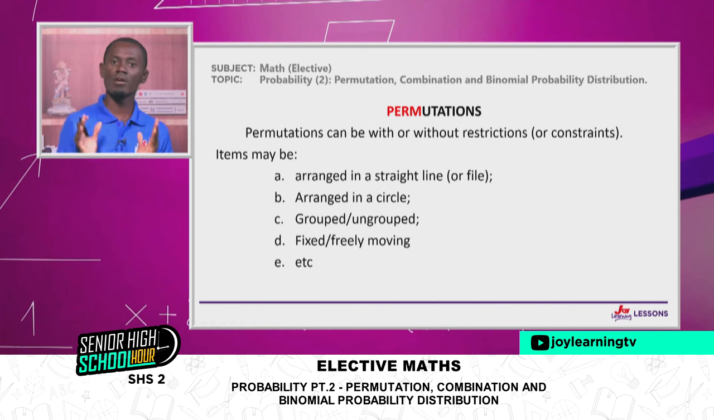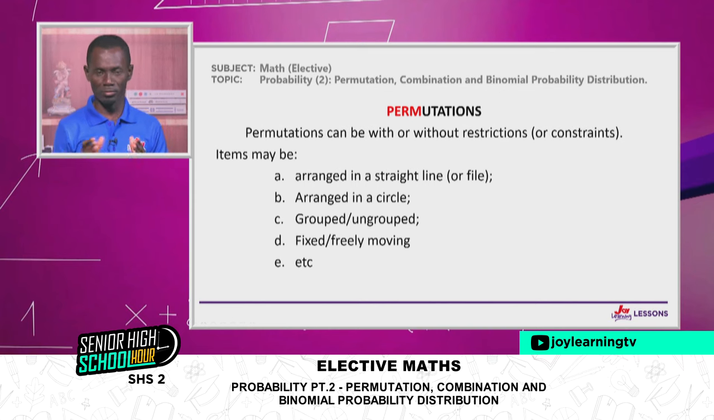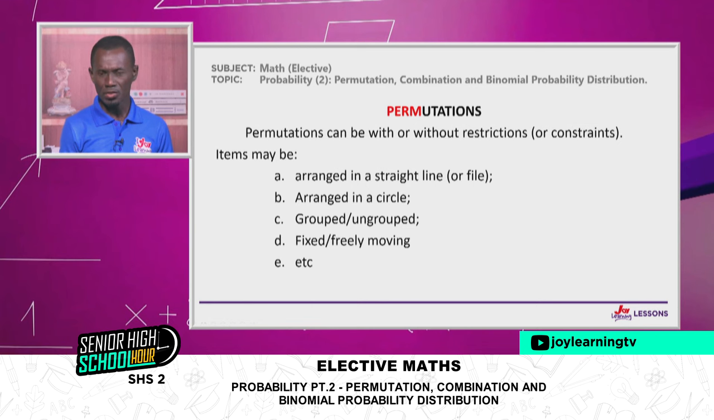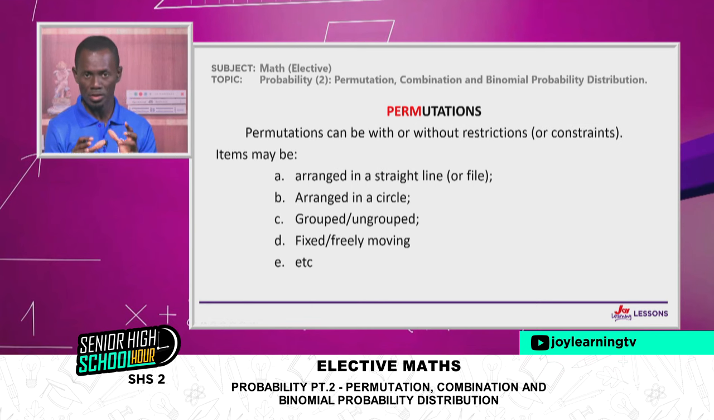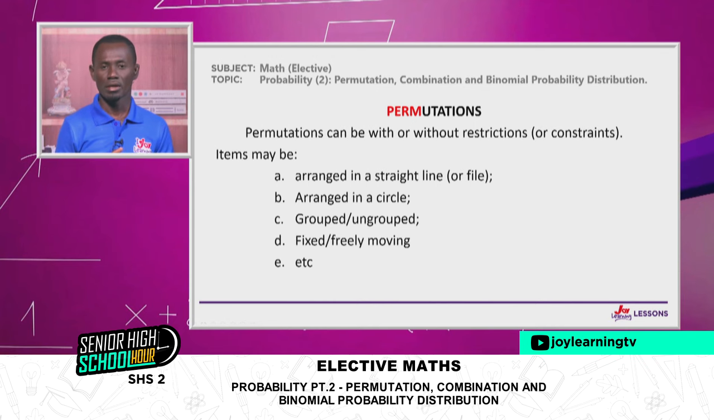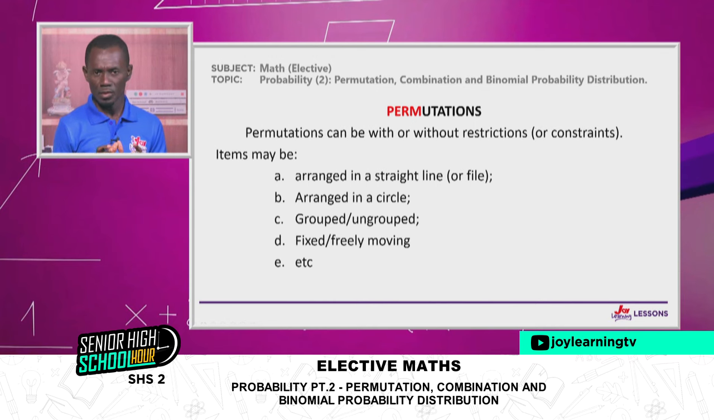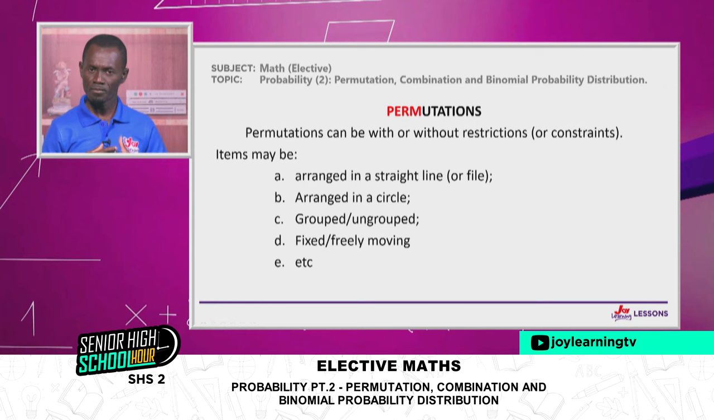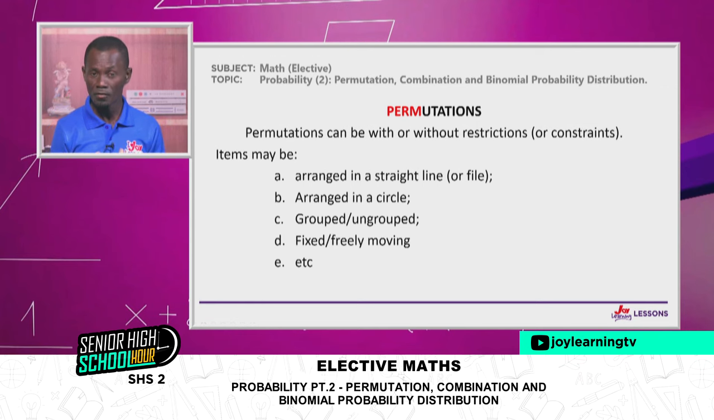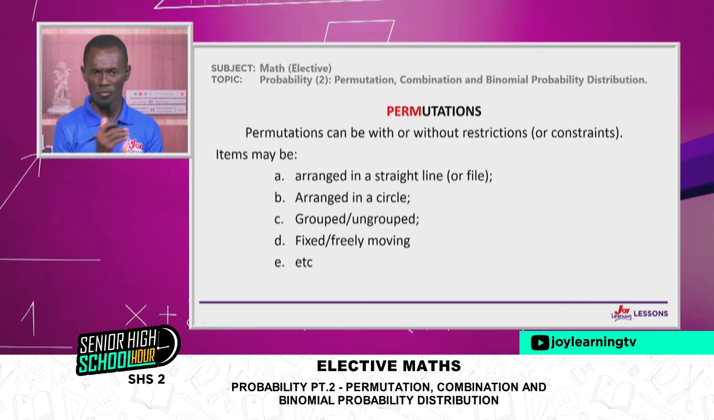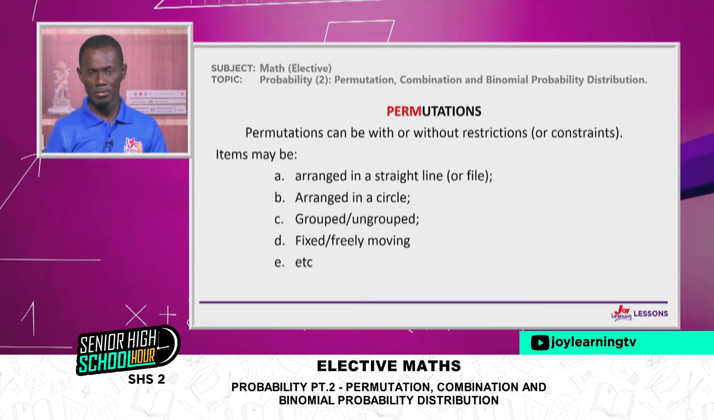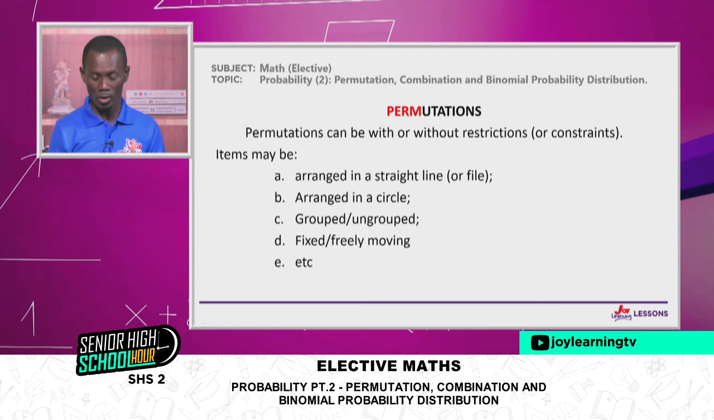So whenever you encounter a permutation problem, or a problem that demands that you arrange, and that's the key word, arrange, always ask yourself, is there a constraint? Is the thing in a straight line? Is it in a circle form? Is it movable or fixed? A few examples and you'll see how to work with them.